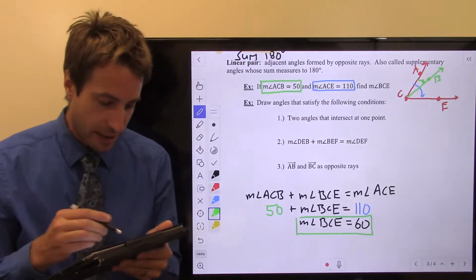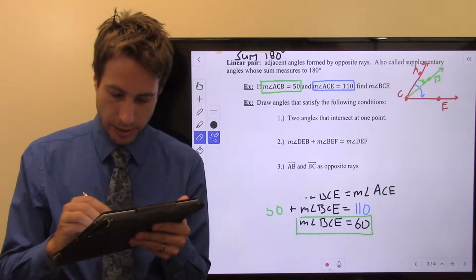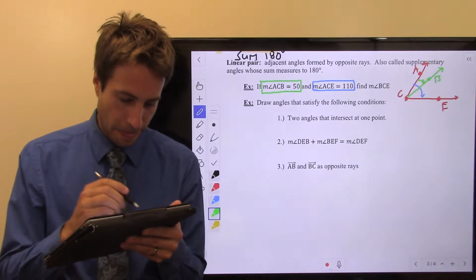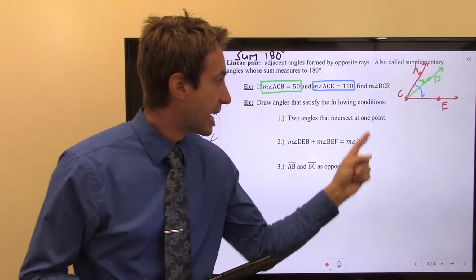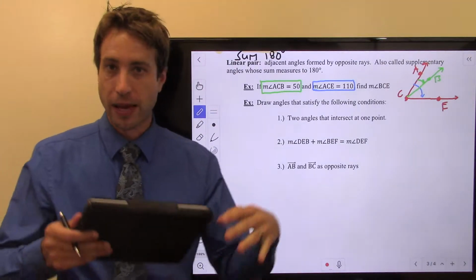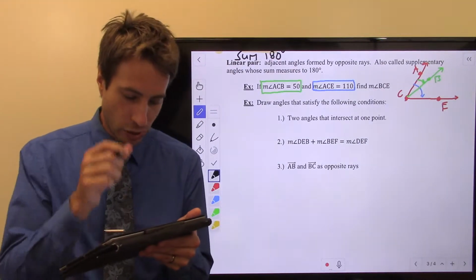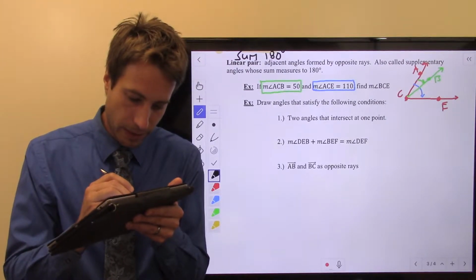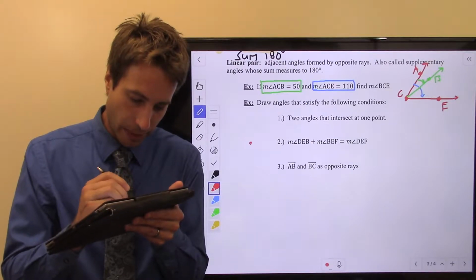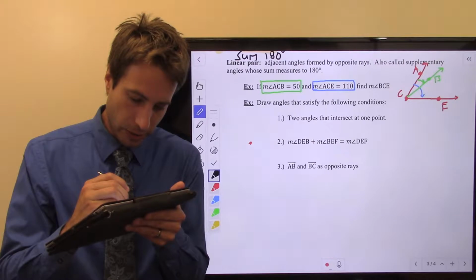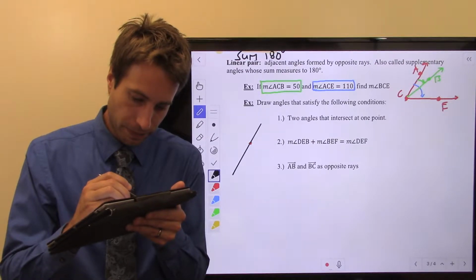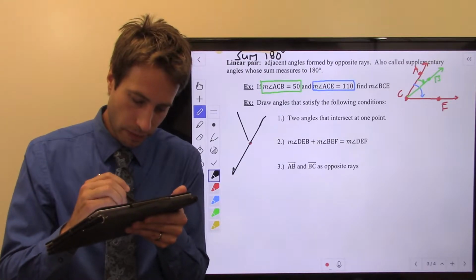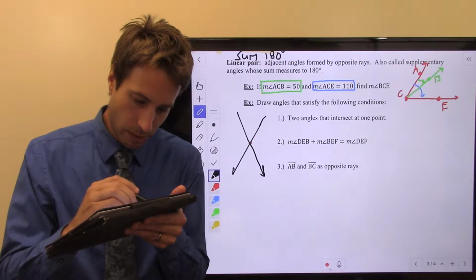Draw angles that satisfy the following conditions. Sweet, let's do this. Let me get rid of that so it's not in my way. Here we go. Two angles that intersect at one point. There are several ways to draw this, so my drawing is not the only one. Here's my point. I need two angles that intersect at that point. You could, if you wanted to, draw two angles like this. There's one. There's two.